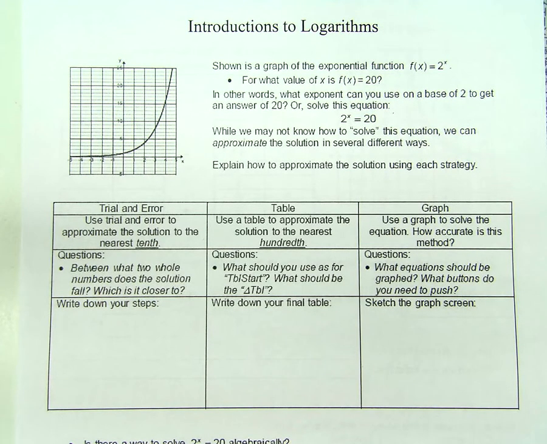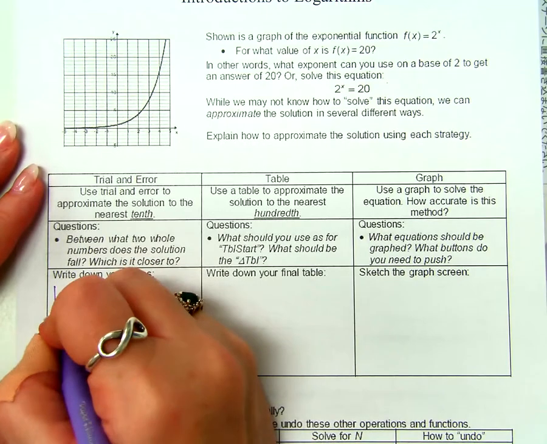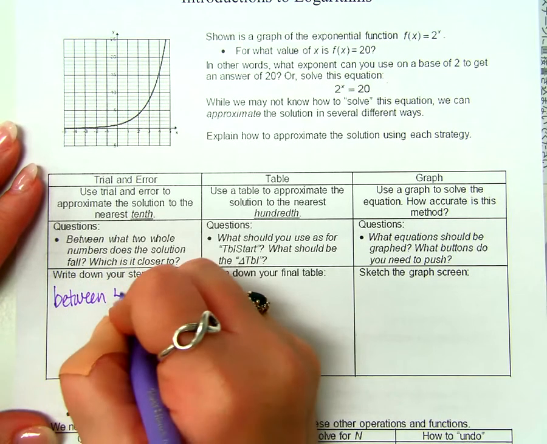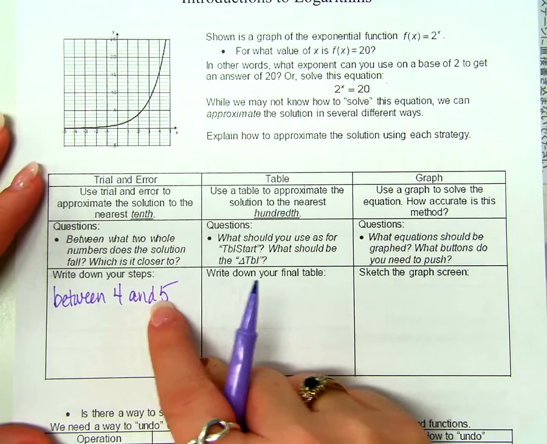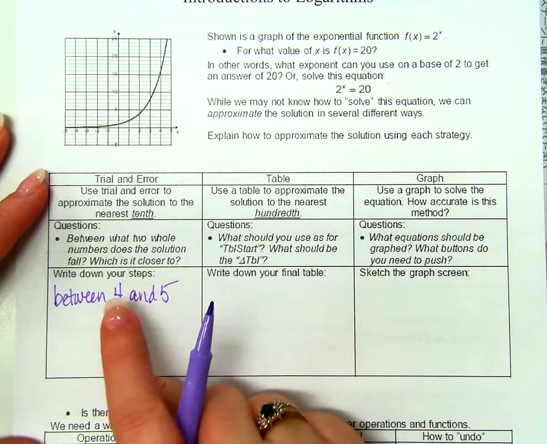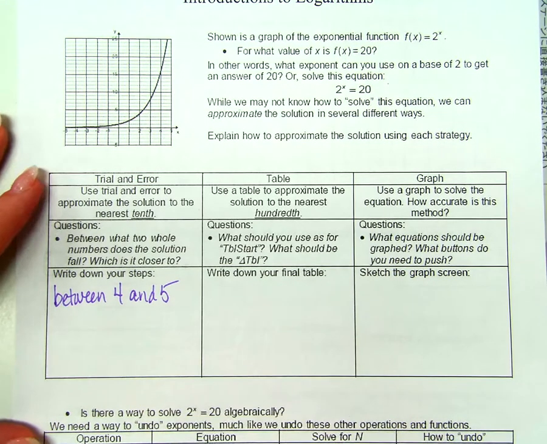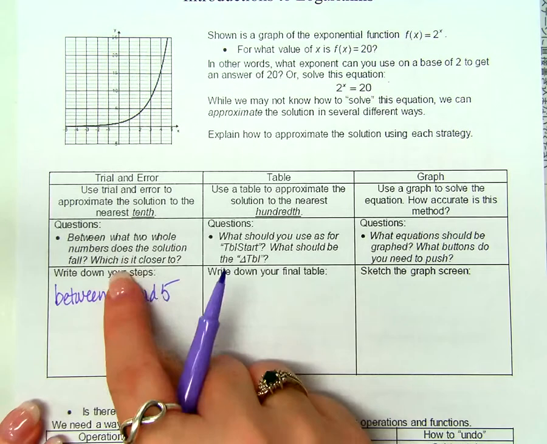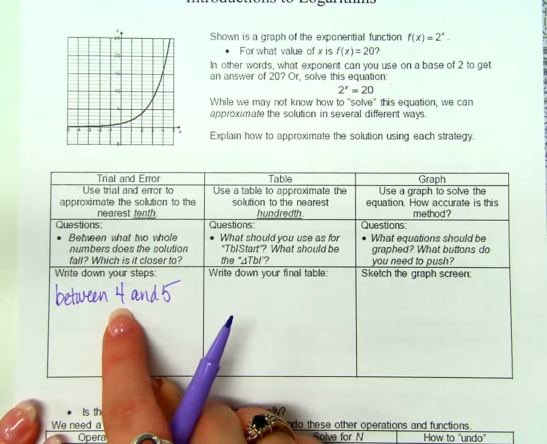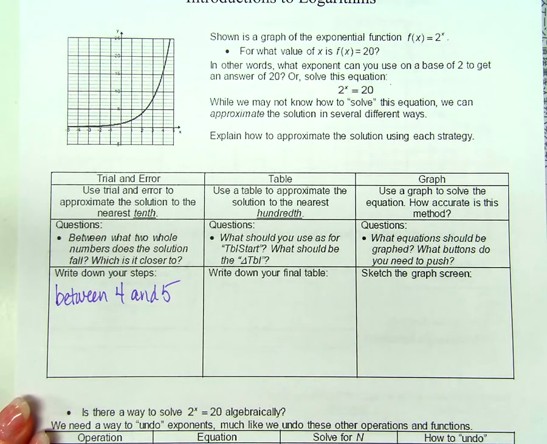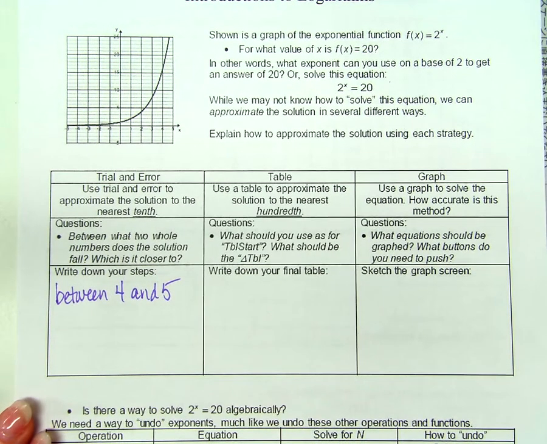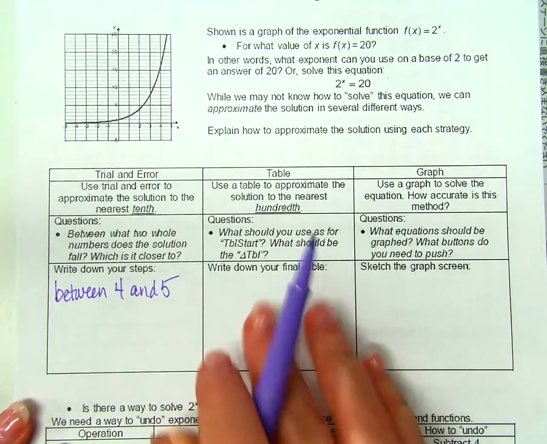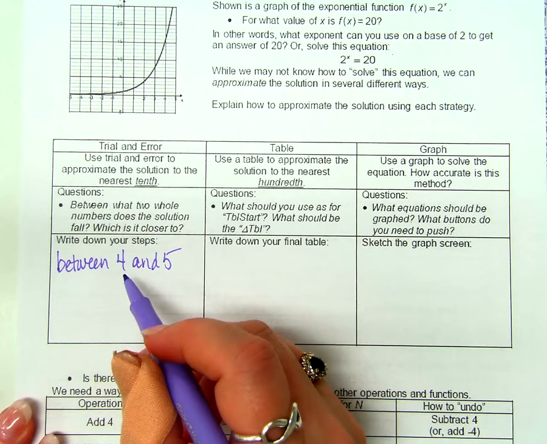Why would you say 4 and 5? Because 2 to the 4th is 16, and 2 to the 5th is 32. And isn't 20 in between 16 and 32? Yeah. So, which one of these numbers is it closer to? Is it closer to 4 or is it closer to 5? Closer to 4. Why would you say it's closer to 4? Yeah. 20 is closer to 16 than it is to 32, isn't it? Okay? Very good thinking.